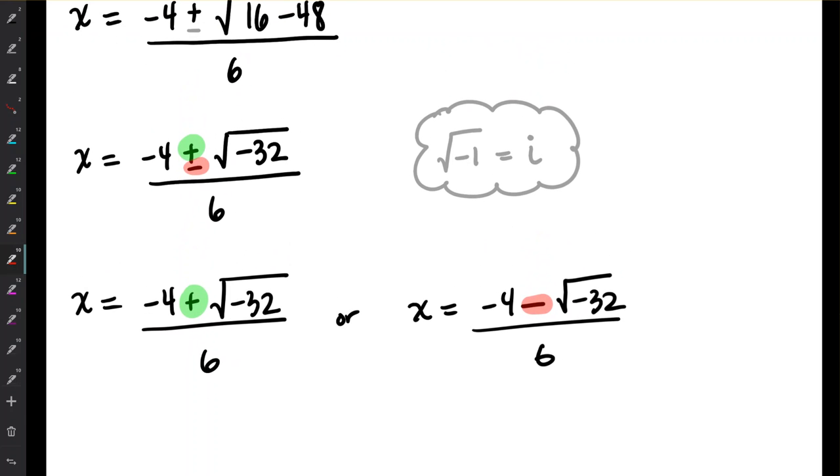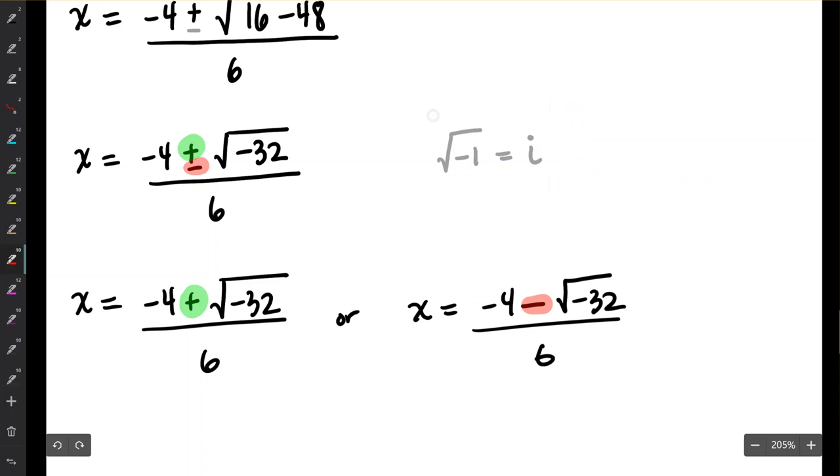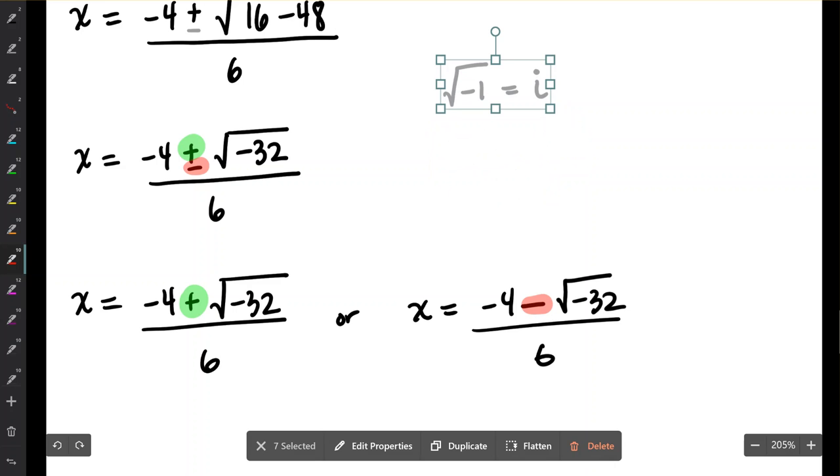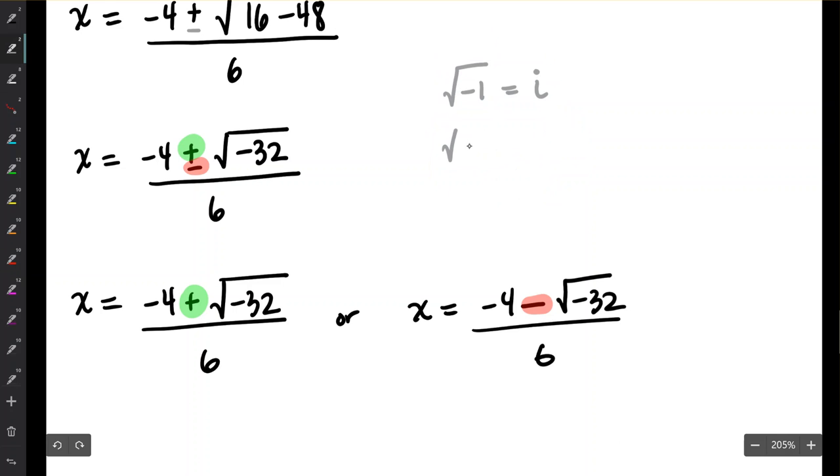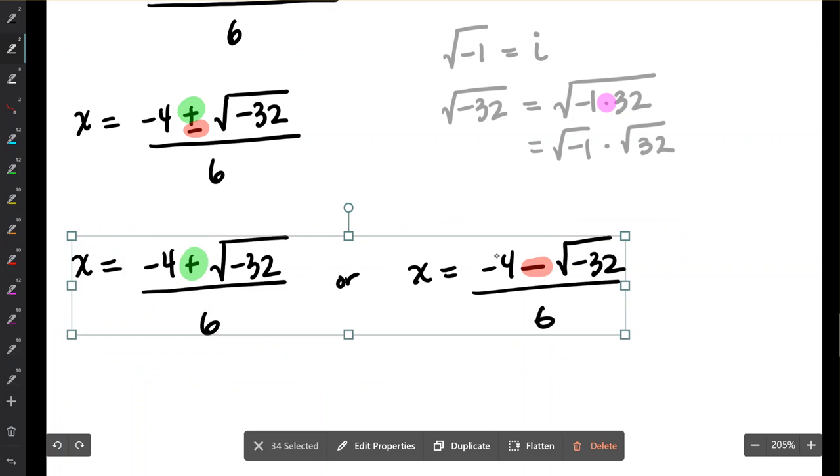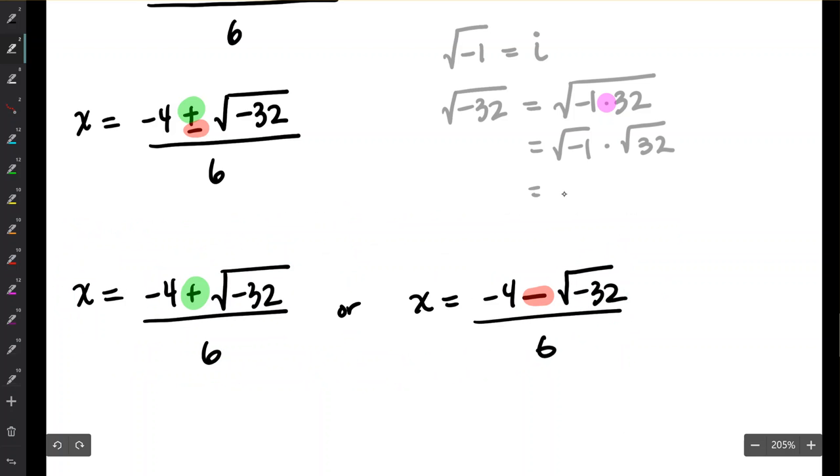Right, and maybe just because this is visually so overwhelming, let's simplify the square root of -32 off to the side on its own. Let's just look at this little piece on its own. The square root of -32 is the square root of -1 times 32. Using my product property, I know that that's the square root of -1 times the square root of 32. So it's i times the square root of 32.